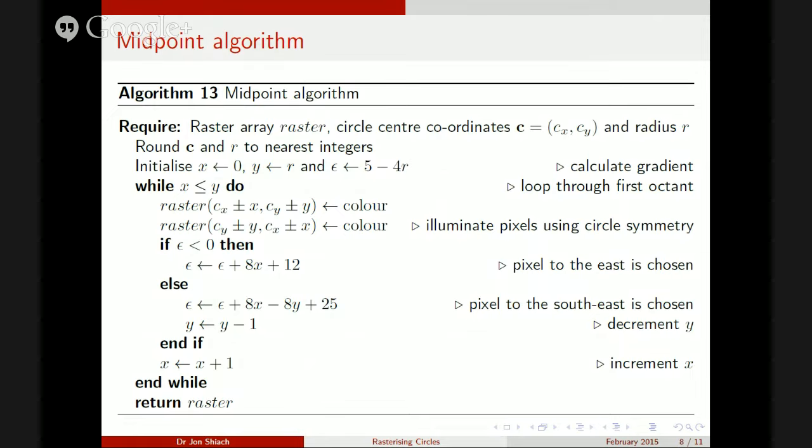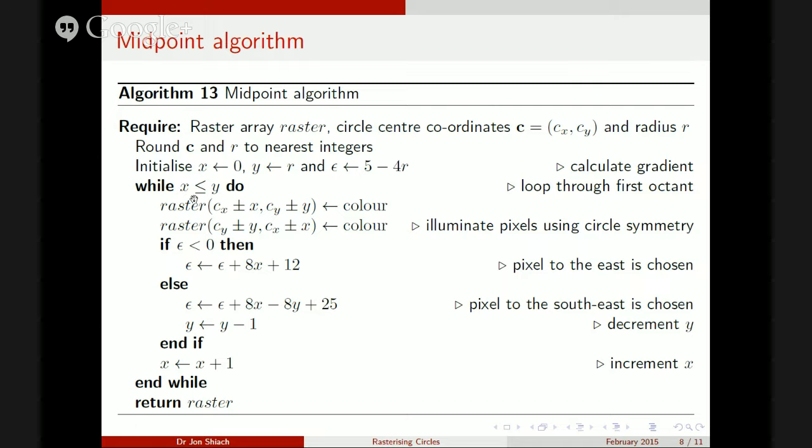Here it is written in all its glory. This is the algorithm. You need a raster, which is your pixel array, and the coordinates of the center of a circle and a radius. That's what you need to draw a circle. You start at the 12 o'clock pixel, so x takes on the value of 0, y takes on the value of the radius, and epsilon, your error, takes on 5 minus 4r. That's what you initialize at the beginning.